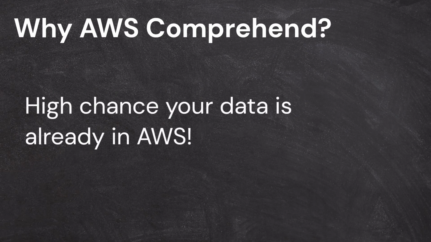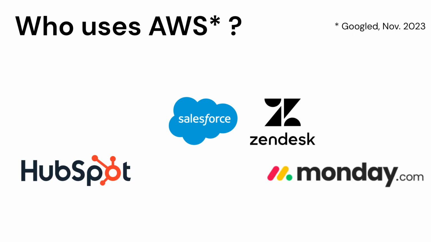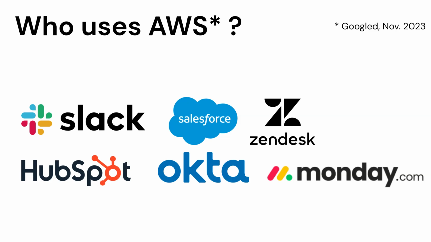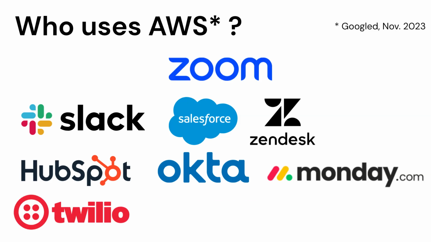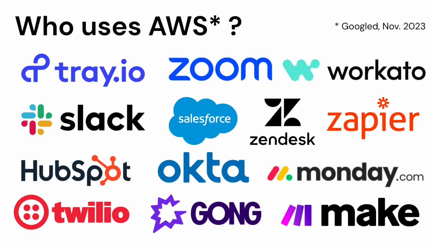If any of your systems are in the cloud today, there is a high chance that your data is already in AWS. According to publicly available information, a few of the software as a service vendors I googled state that they are using AWS. Some of the vendors I looked at include Salesforce, HubSpot, Monday.com, Zendesk, Slack, Okta, Zoom, Twilio, Gong, Tray.io, Workato, Make.com, Zapier. You get the gist. Your data, including PII, is most likely already in AWS.